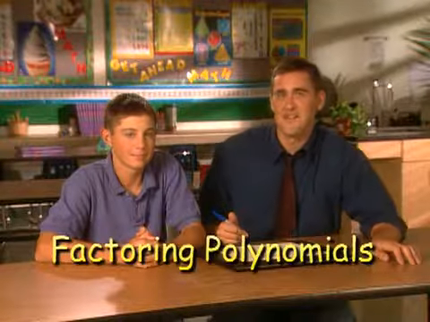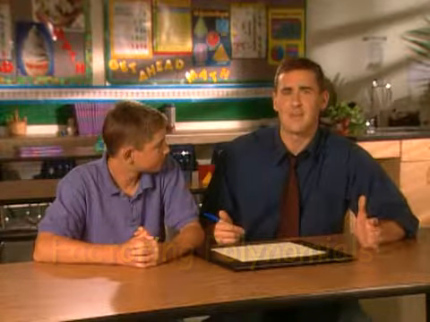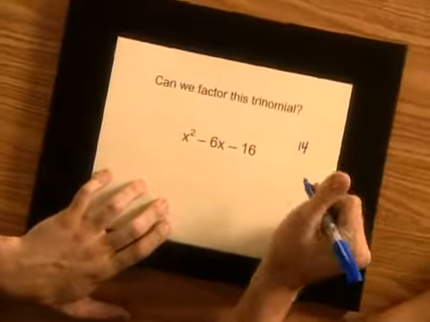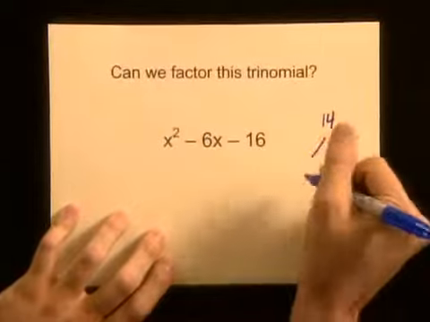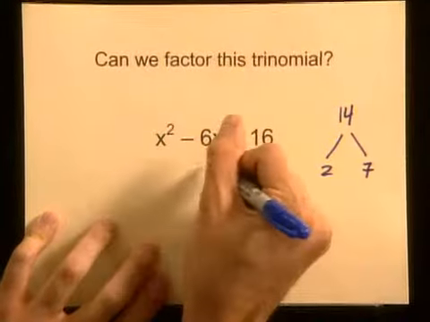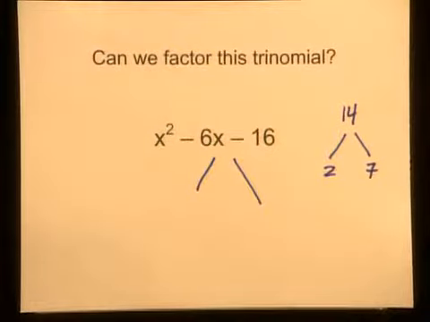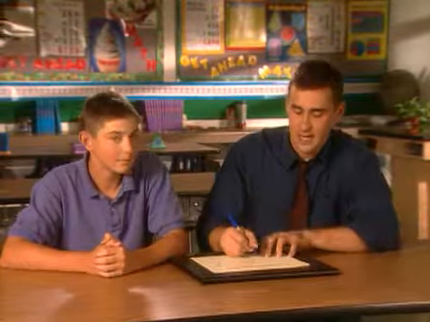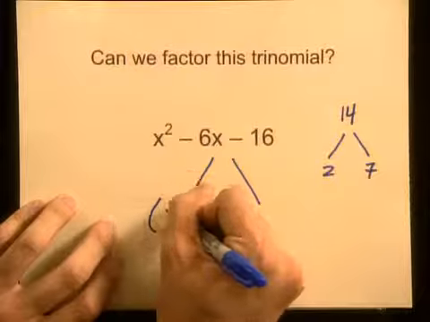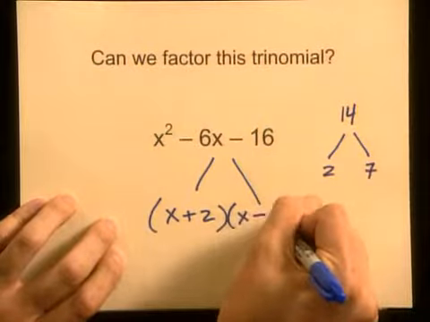This next lesson is on factoring polynomials. And if you're thinking, how can we factor a polynomial? Let me remind you that polynomials, they're just like numbers. Just as we can find two factors for 14, say, 2 times 7, we can find two factors for x squared minus 6x minus 16. In fact, there'll be two binomial factors. And I'm going to tell you right now for this one, they are x plus 2 times x minus 8.